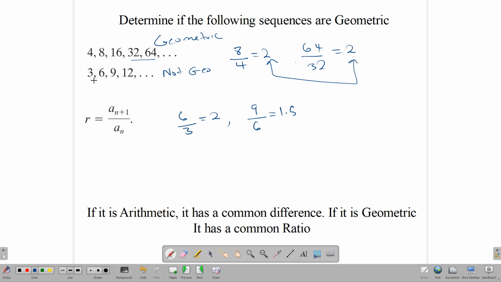If we take the numbers and do the arithmetic test on it by subtracting, 6 take away 3, we end up with 3. 9 take away 6, we end up with 3. We realize that this sequence has what we call a common difference. And because it has a common difference, we call it an arithmetic sequence.